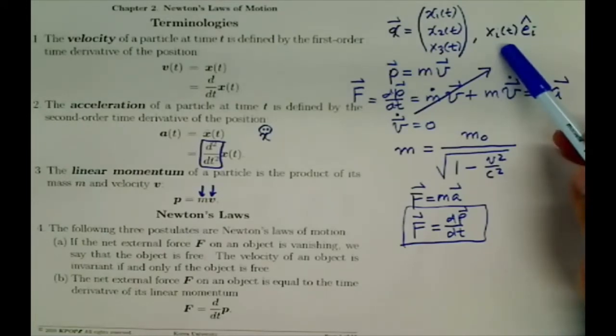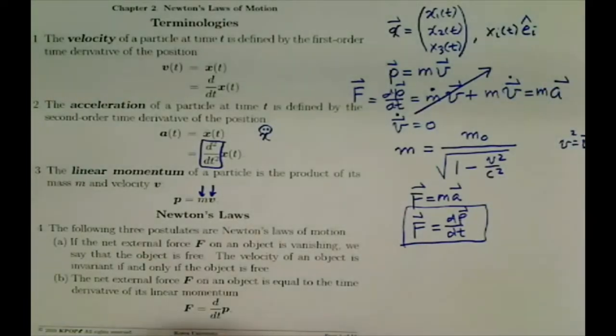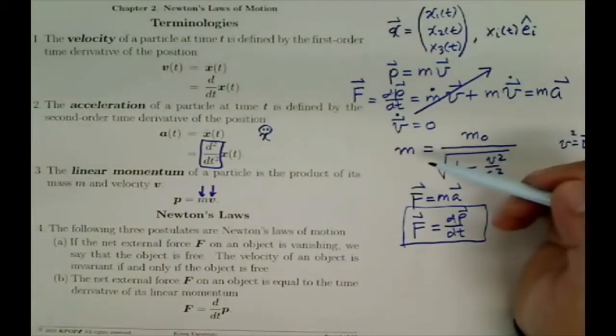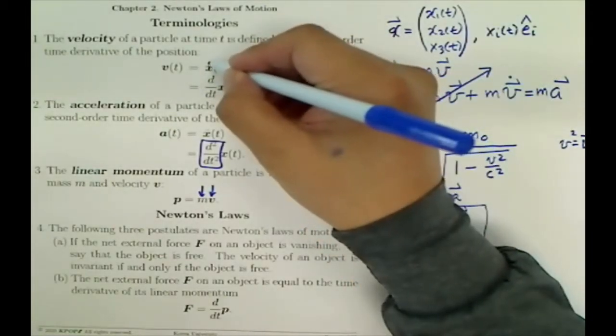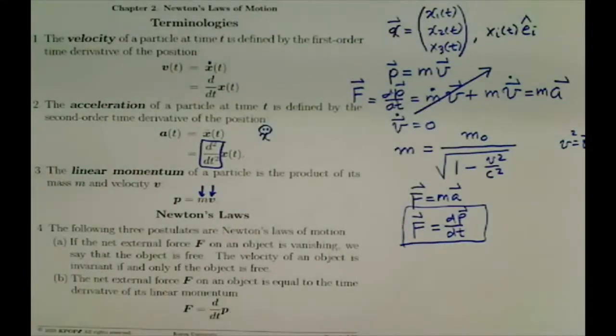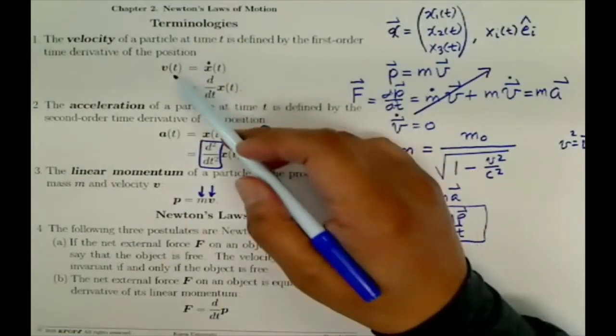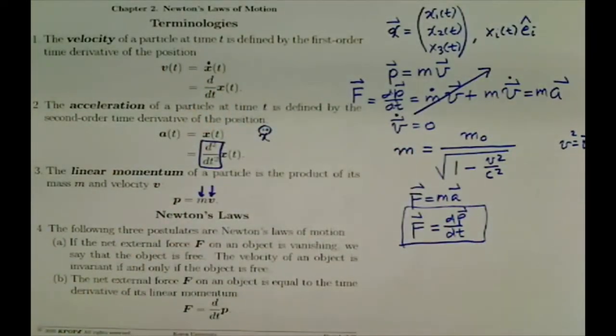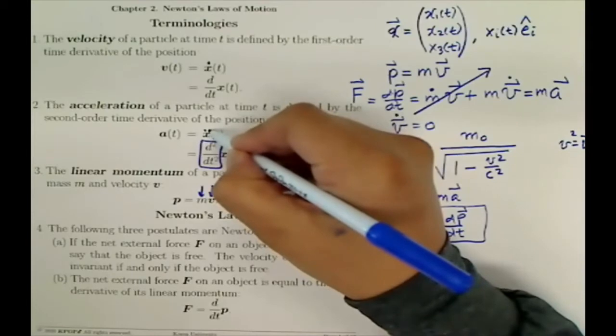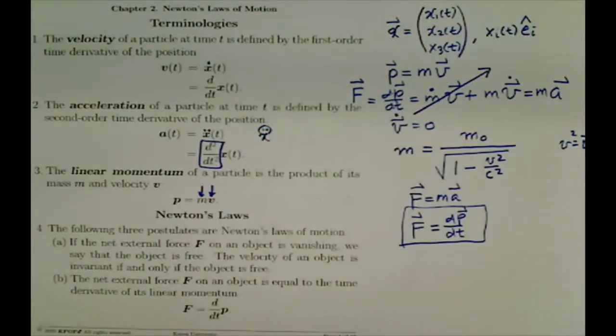Once the displacement of a particle is determined, we can compute the velocity. Here, x dot is the time derivative of the displacement. That is the velocity of the particle. The acceleration of a particle is the second order time derivative of the displacement, and that is again the first order time derivative of the velocity.